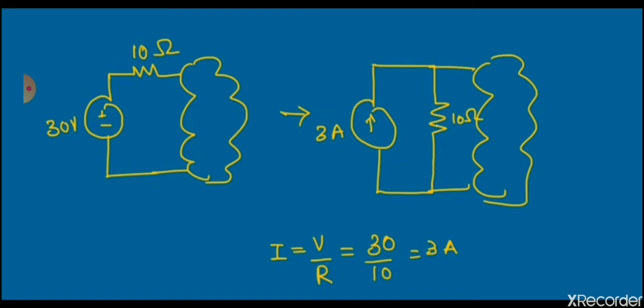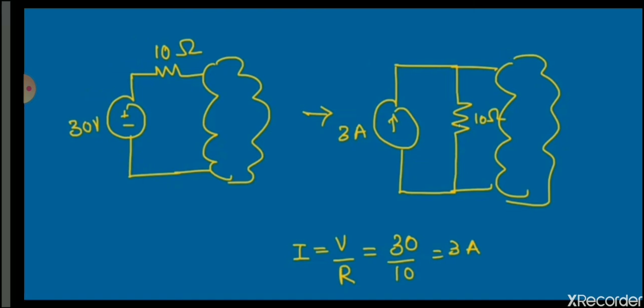We know that V equals IR, so I equals V upon R. Voltage is given as 30 volt, R is 10 ohm. So from that we get I equals 3 ampere. So the current source is 3 ampere, and 10 ohm is connected in parallel. So we can convert that practical voltage source into a practical current source.